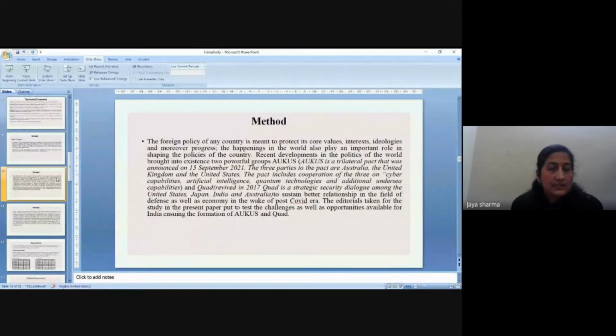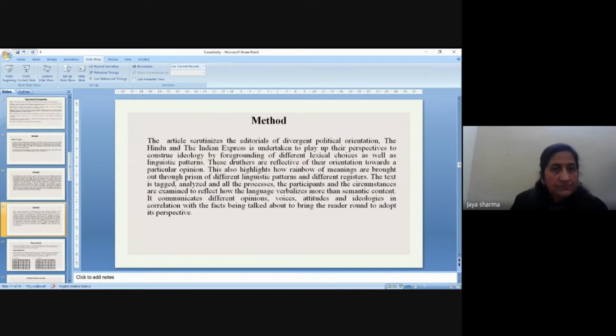understanding capabilities. And then QUAD, which was formed in 2008 but revived in 2017, is a strategic security dialogue among the United States, Japan, India, and Australia. To sustain a better relationship in the field of defense as well as economy in the post-COVID era, these groups are formed. So the editorials taken for the study in the present paper put to test the challenges as well as opportunities available for India following the formation of these groups.